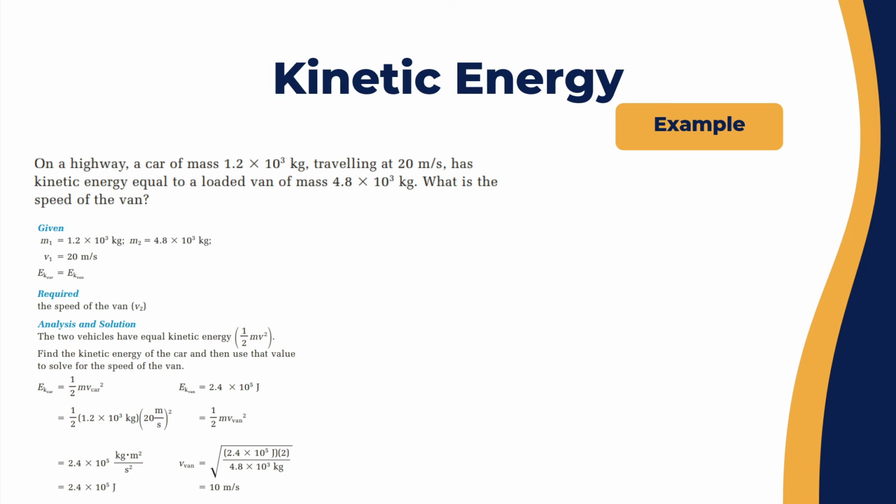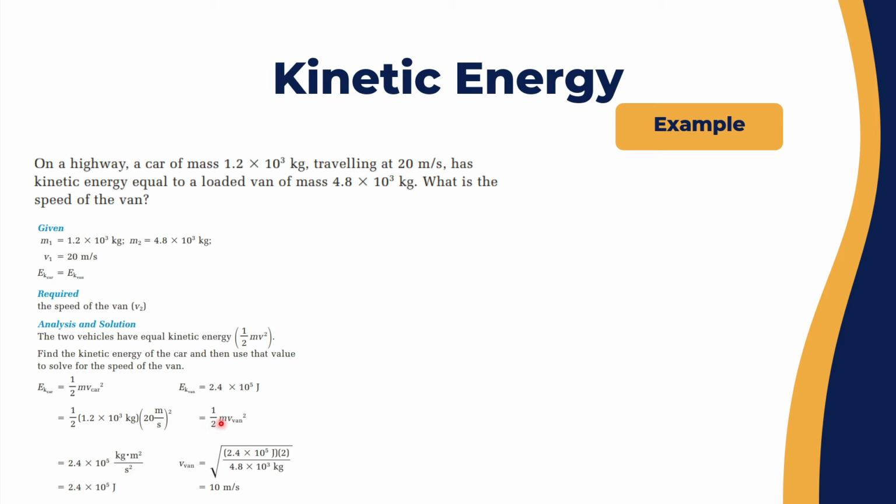And by calculation, you will find that 1/2 times the mass 1.2 by 10 to the power 3 times 20 squared would give you 2.4 by 10 to the power 5 joules, or kilogram meter squared over second squared. Since kinetic energy of the car equals kinetic energy of the van, we say kinetic energy of the van equals as well 2.4 by 10 to the power 5 joules, which would be represented as 1/2 mass 2, which is the mass of the van, times the velocity of the van squared, which we are looking for, or v2 in this case.